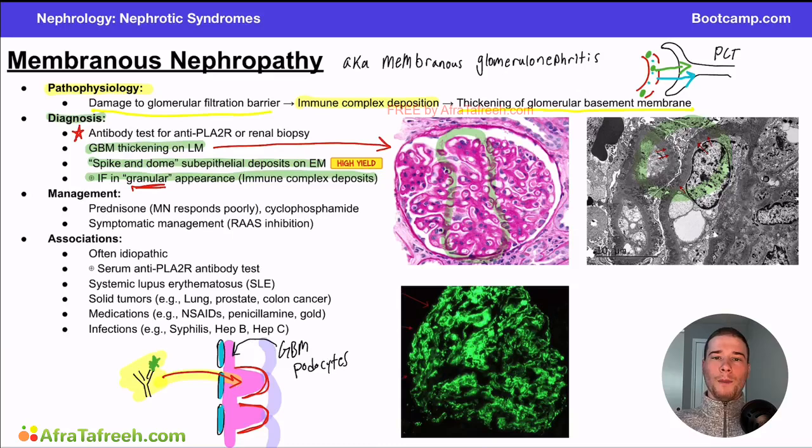So next I want to talk about management of this condition. And you'll notice again here I've mentioned prednisone as an option. However, in comparison to minimal change disease where prednisone provided significant benefit to the patients, here prednisone does not necessarily provide a great benefit, or in other words, membranous nephropathy does not necessarily respond well to prednisone treatment. You can also use some other things such as cyclophosphamide, and ultimately a good option for all of these nephrotic syndromes is to do symptomatic management in terms of managing their symptoms.